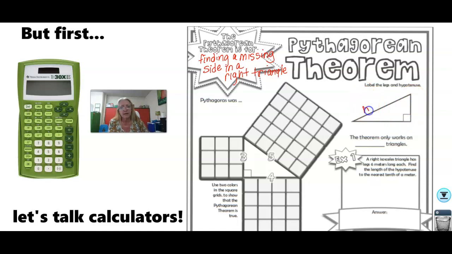Okay, now there are names for the different parts of a right triangle. The longest side, the side opposite the right angle, is called the hypotenuse. Don't ask, I don't know why they named it that. It's the most ridiculous name ever. It's always opposite the right angle.